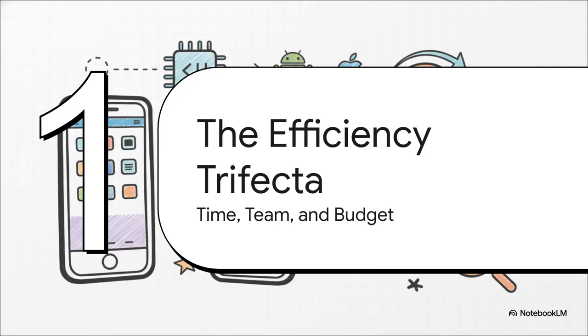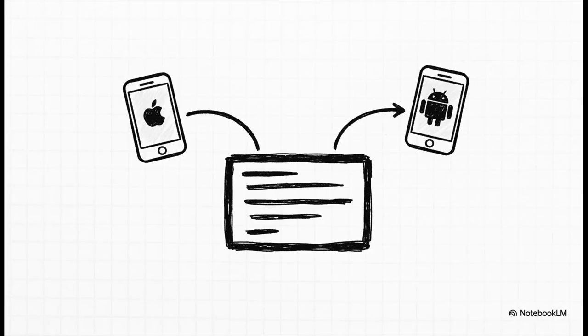Okay, so how does this whole one code base thing actually help you in the real world? It really comes down to what I call the efficiency trifecta, 3 huge advantages that impact your time, your team, and, of course, your budget. First up, and this is the big one, the core idea behind it all, the single code base. This isn't just some minor technical detail. It's the foundation that all the other benefits are built on.